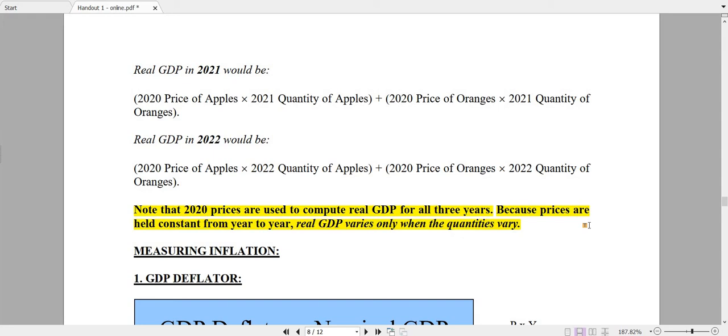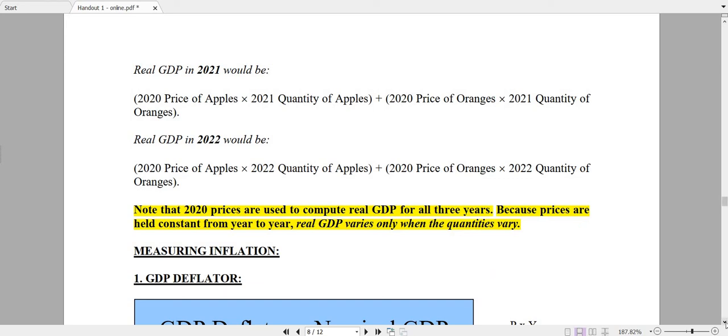Okay? So real GDP is a better measure of assessing the performance of the economy as compared to nominal GDP. Nominal GDP can be deceptive because nominal GDP may rise because of either increase in price level or increase in quantity, whereas real GDP can rise only because of increase in quantity. So if quantity is increasing over time, that is a sure-shot indicator that economy is growing over time.